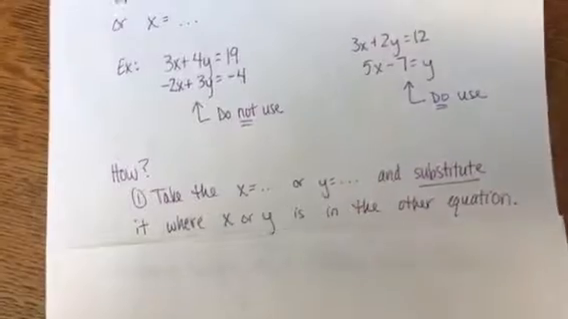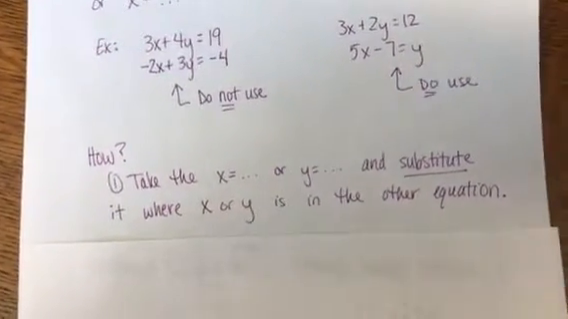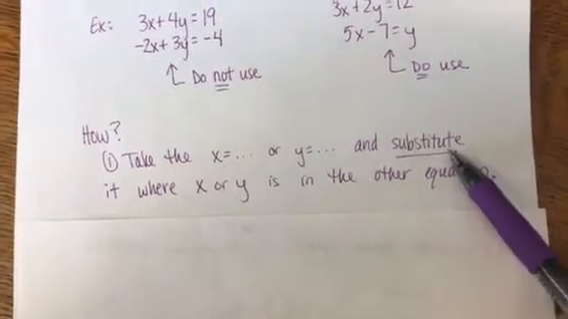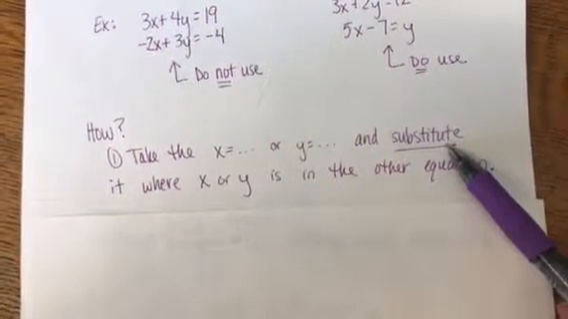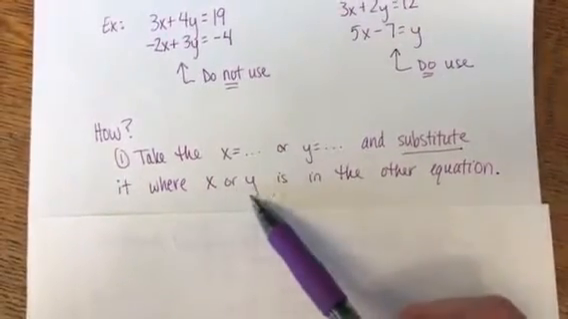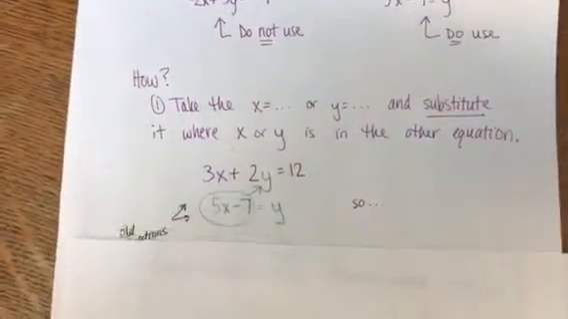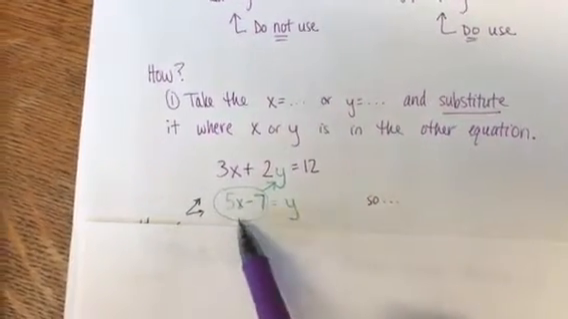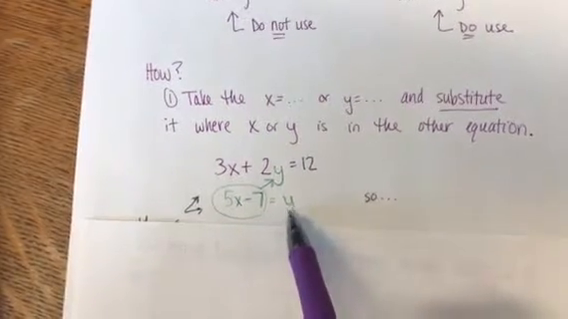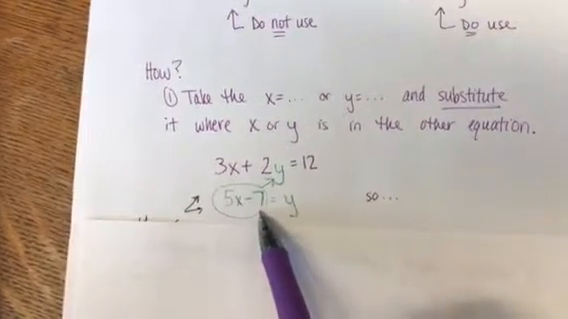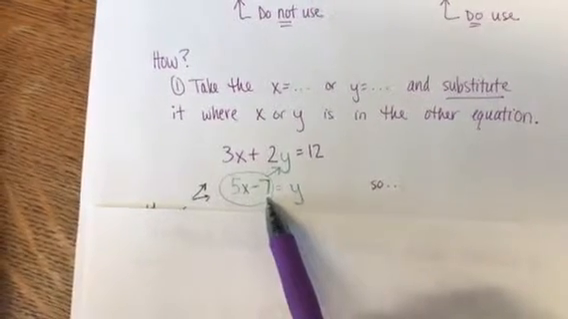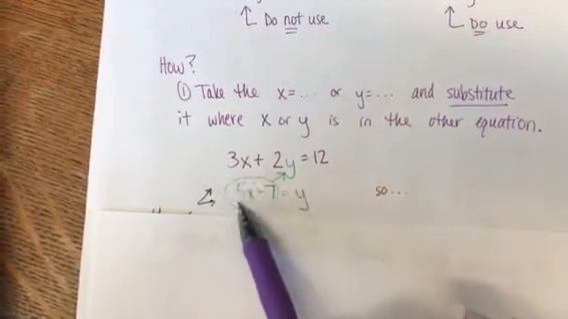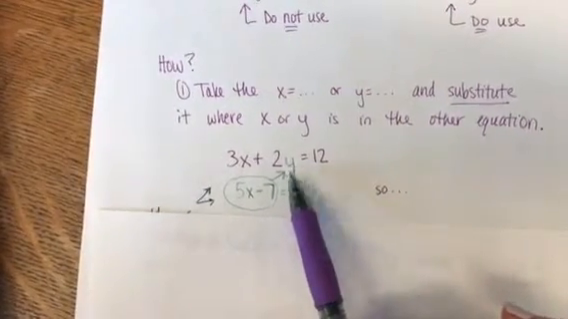So there are some steps. The first step is to take whatever that equation was, what does x equal or what does y equal, and substitute it, thus the name, substitution, back into the other equation wherever the x or the y is. So for example, if you had 3x plus 2y equals 12 and 5x minus 7 equals y, you know what y equals. y equals this expression here, 5x minus 7. So you can put it in where the y is. You're substituting this expression in place of y.